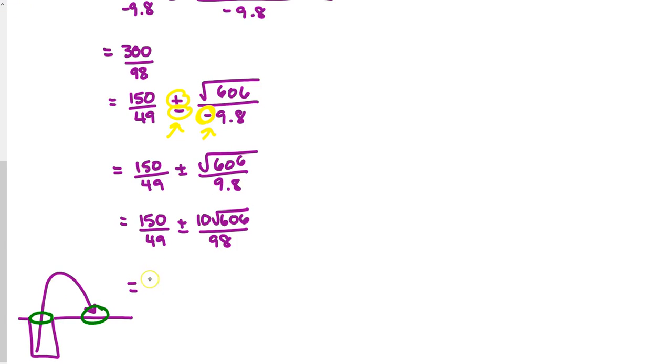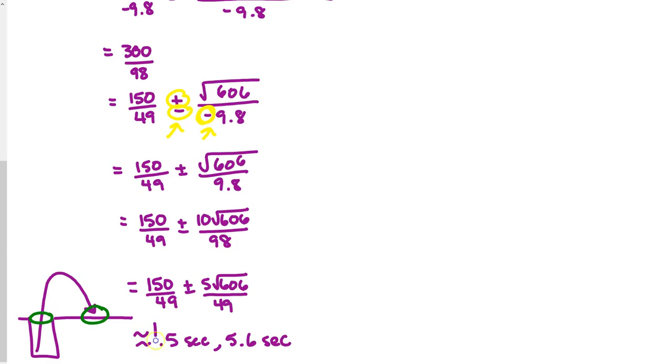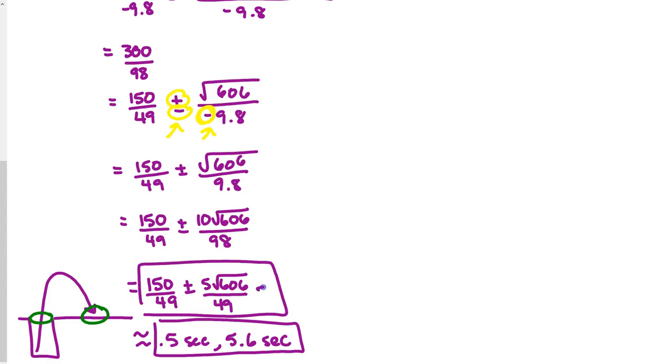Now, first of all, you're probably asking me, Mrs. Zimmers, why are you not reducing that second fraction? You're right. I just didn't see that at first, so I'm going to reduce that. Put these in the calculator, and we get approximately 0.5 seconds and 5.6 seconds. So it took about half a second to reach the surface the first time, and then when it made it back down, it was at 5.6 seconds, approximately. And then we have our exact answers as well.